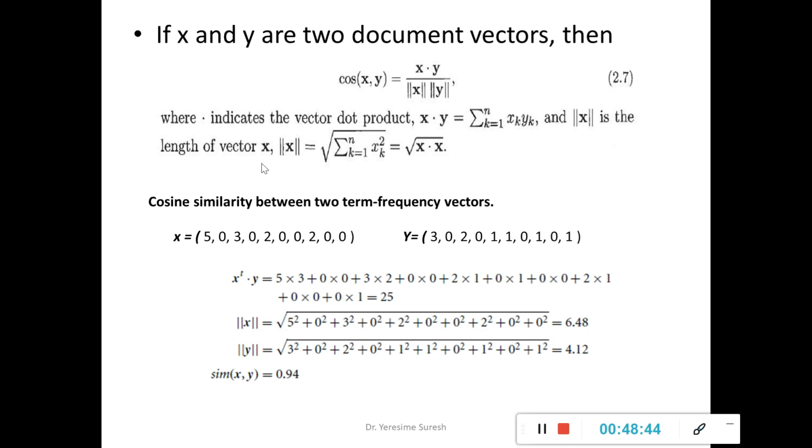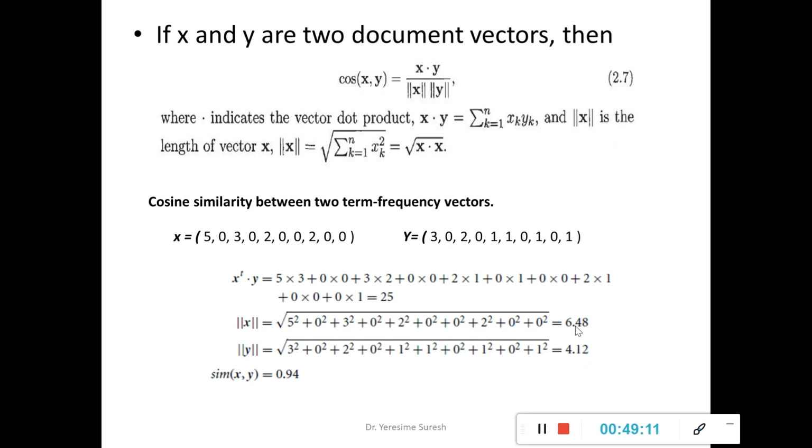Similarly, find the length of vector y. How? 3 square plus 0 square plus 2 square plus 0 square plus 1 square plus 1 square plus 0 square plus 1 square plus 0 square plus 1 square. So 0 has no significance, so don't waste your time finding the square values of these. So 3 square plus 2 square plus 1 square plus 1 square plus 1 square plus 1 square will give me the summation value. Then the square root of it will give me the length of the vector y.